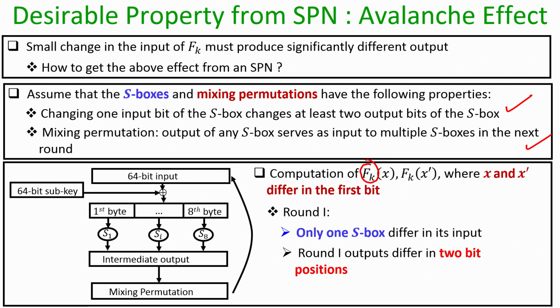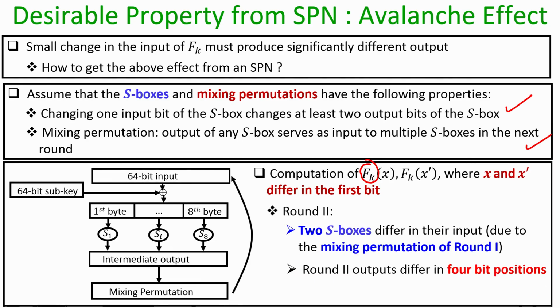Now, when we apply the mixing permutation to the output of the first S box, it will be ensured that at the beginning of the second round, there will be 2 S boxes whose inputs differ. This is ensured because of the mixing permutation which we have applied at the end of the first round. That means in round 2 we have 2 S boxes whose input differs in at least one bit, and the output of those 2 S boxes will now differ in 4 positions, because our S boxes ensure that even if there is a change in one bit of input, the output differs in 2 bit positions.